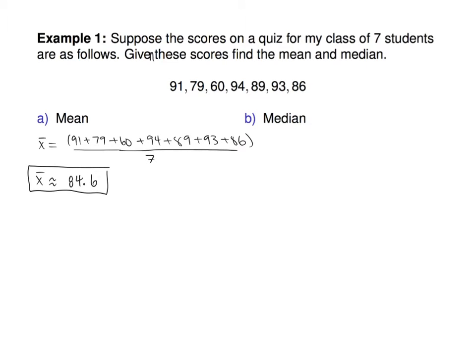Now to find the median, we have to arrange this into an ordered list. So the lowest number we see is 60. The next lowest appears to be 79, then 86, 89, 91, 93, 94. And the median is the middle value, which we see from the list is 89.